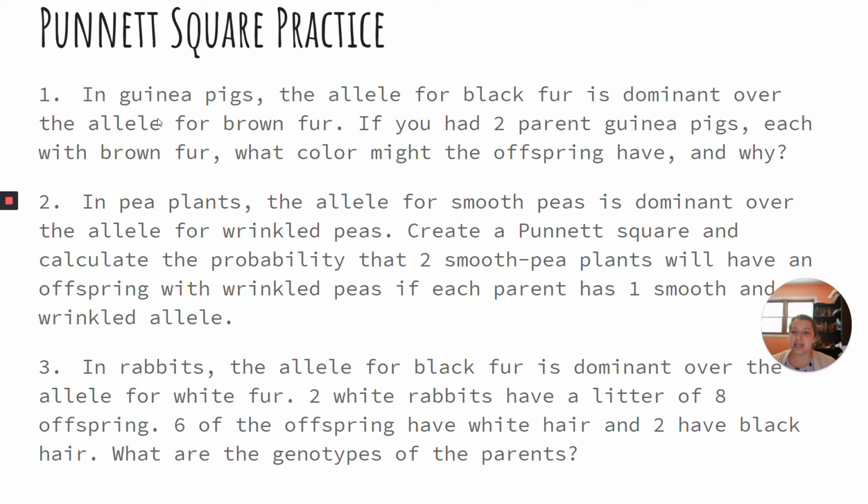In guinea pigs, the allele for black fur is dominant. So black fur is dominant over the allele for brown fur. So black fur is the lion, brown fur is the little mouse. If you had two parent guinea pigs, each with brown fur, what color might the offspring have and why? So, you might be thinking, oh, brown, done. Brown. I'm very sorry, and that is technically the correct answer, but not good enough. Gotta explain.